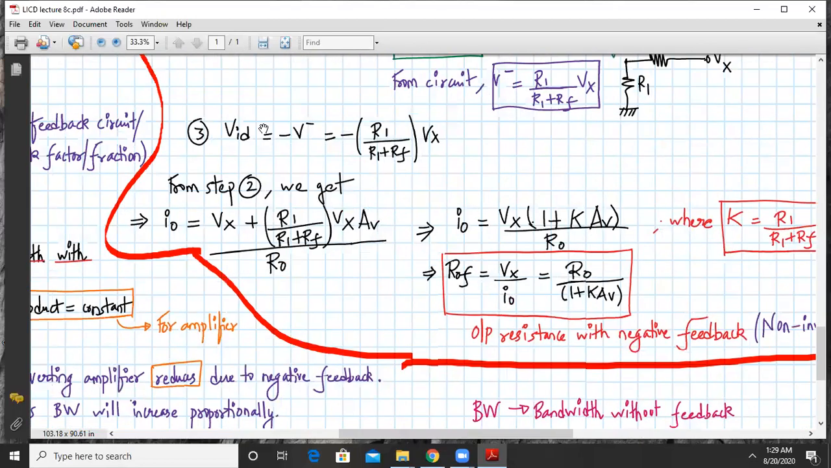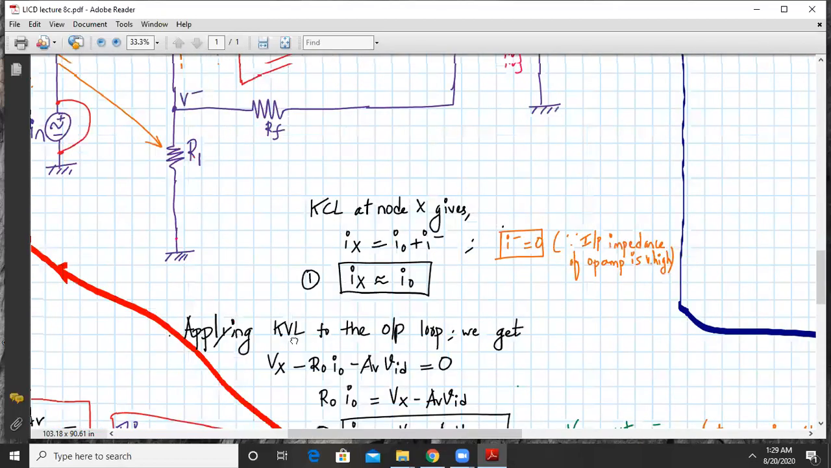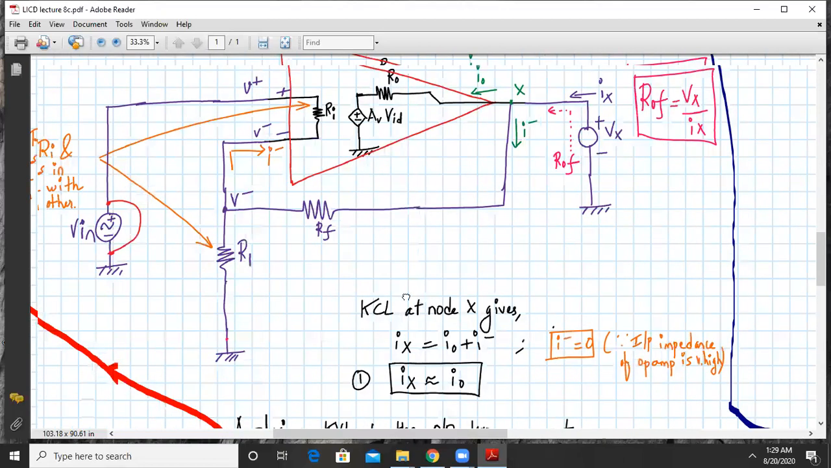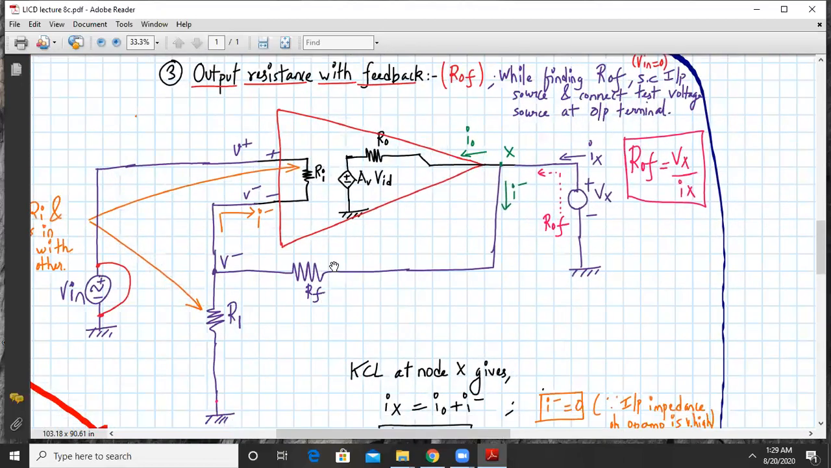So we have fulfilled the objective of deriving the output impedance expression for a non-inverting amplifier using op-amp.